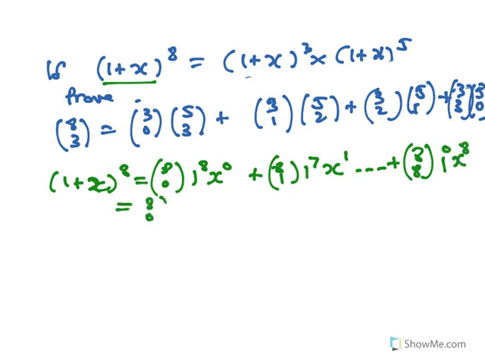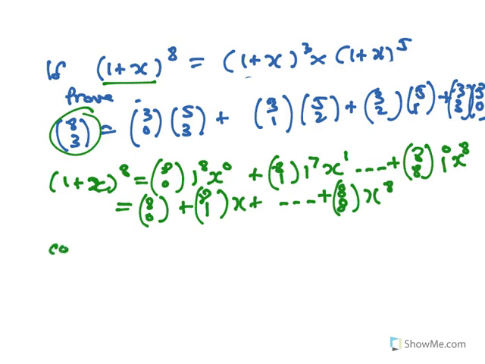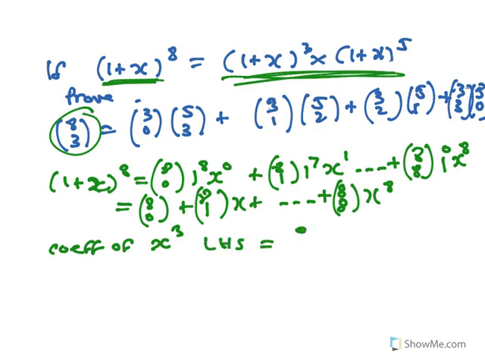So it ends up being 8C0 + 8C1 x + all the way up to 8C8 x^8. Now looking at this, what we're interested in is the coefficient of x^3, and we're going to equate coefficients of x^3 from this side and from the other side. The coefficient of x^3 on the left-hand side would be 8C3, and that's where the 8C3 comes from.